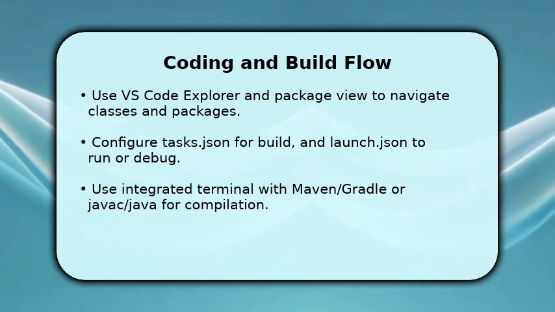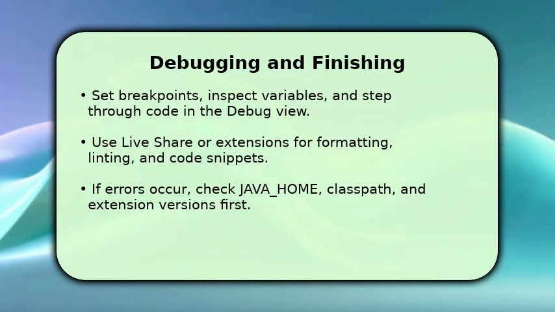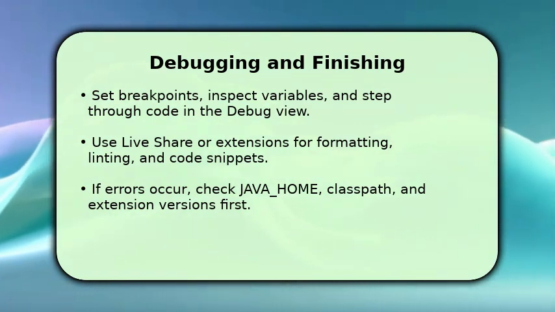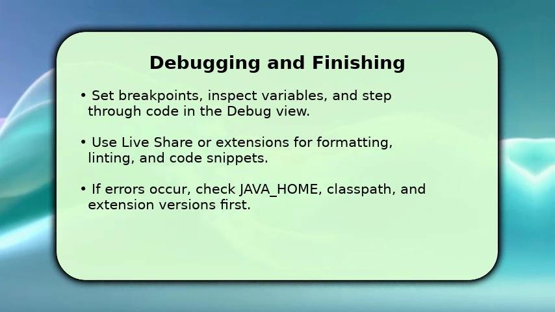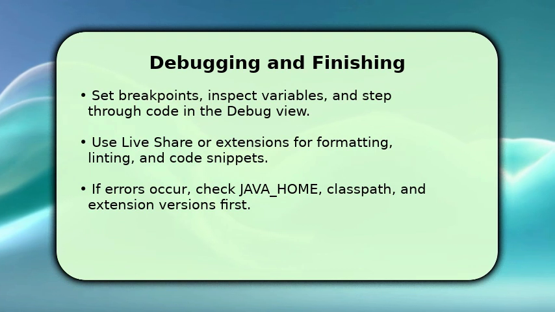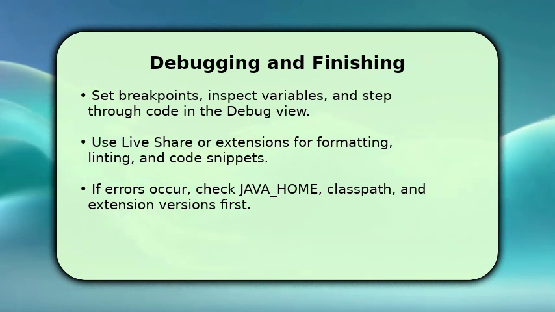To finish, run the debugger. Set breakpoints, step into methods, and inspect variables so you understand runtime behavior. Once you confirm behavior, add formatting and linting extensions to keep code consistent, and consider live share for pair programming. Then build a final JAR with your preferred tool and verify it runs from the integrated terminal.